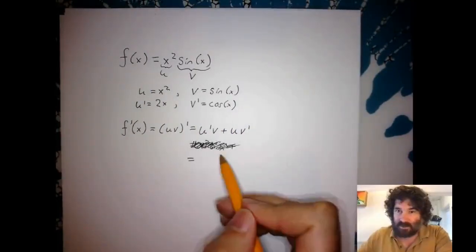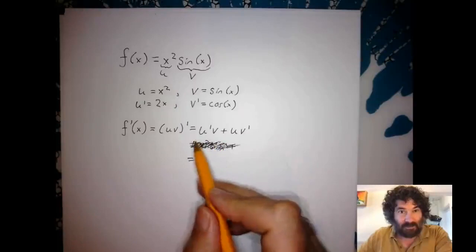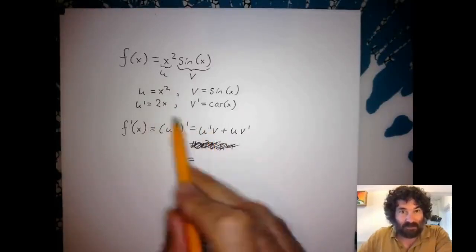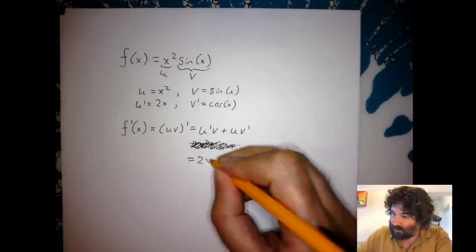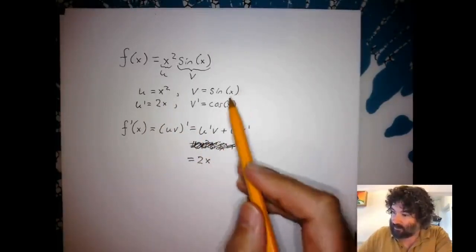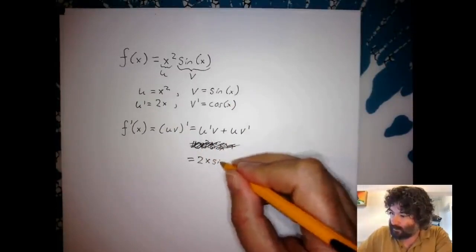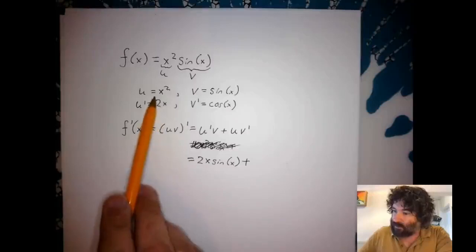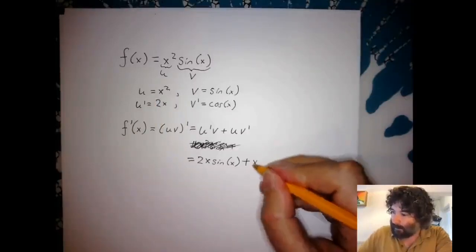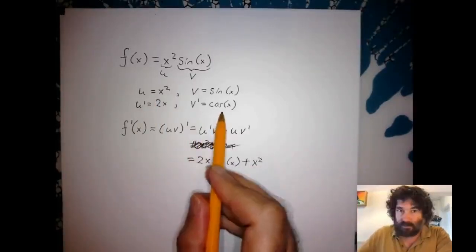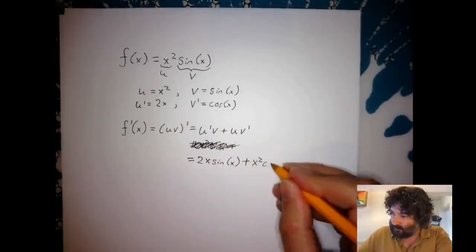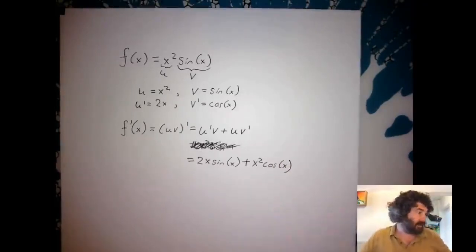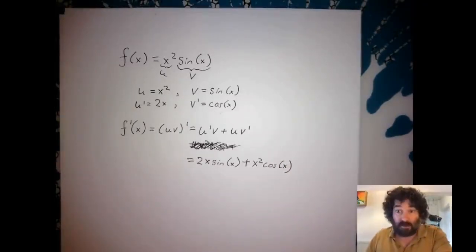Okay, so I made a mistake which has been edited out, but I skipped that. I wrote down u instead of u prime. But yeah, so putting these into the product rule, we have u prime is 2x here times v, which is sine x, plus u, x squared, times v prime, cosine x. Okay, and so this is the derivative of f using the product rule.